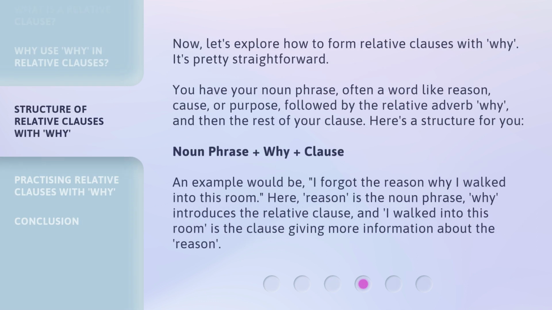Now, let's explore how to form relative clauses with why. It's pretty straightforward. You have your noun phrase, often a word like reason, cause, or purpose, followed by the relative adverb, why, and then the rest of your clause. Here's a structure for you. Noun phrase plus why plus clause.